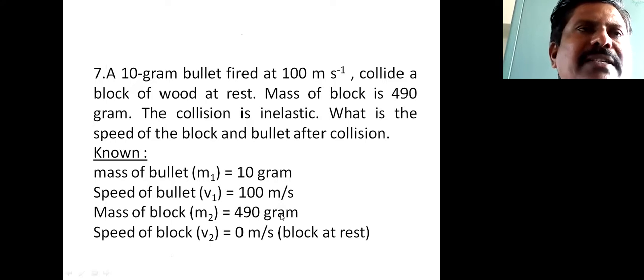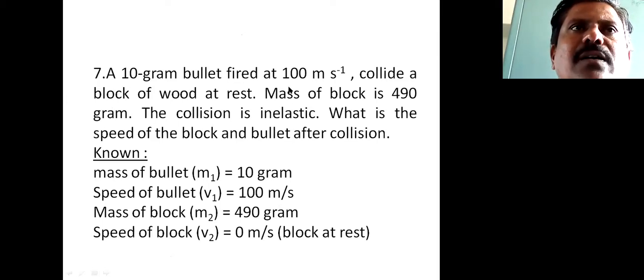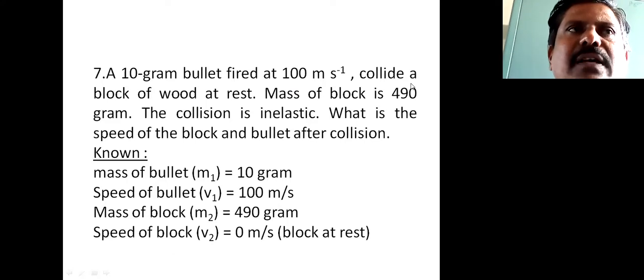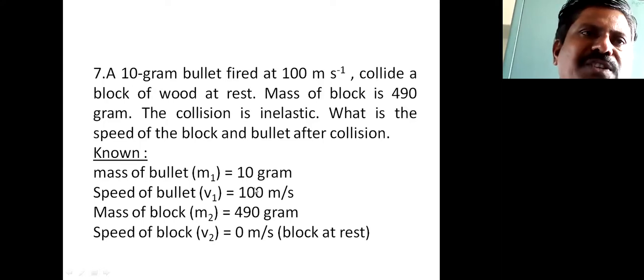One more last example. In this one, a 10-gram bullet fired at 100 meter per second collides with a block of wood at rest. The mass of the block is 490 grams. The collision is inelastic. What is the speed of the block and bullet after collision?